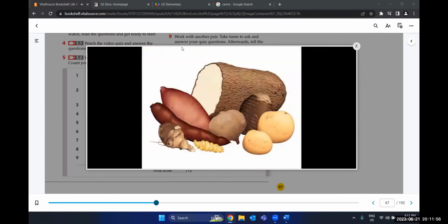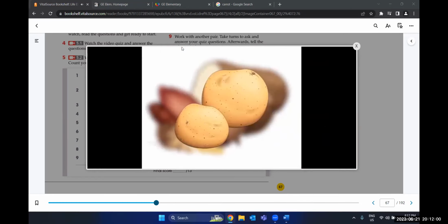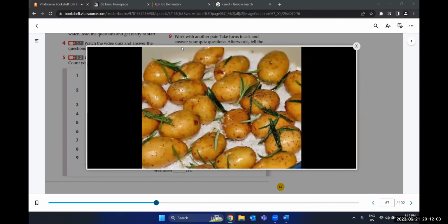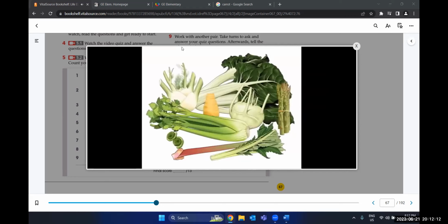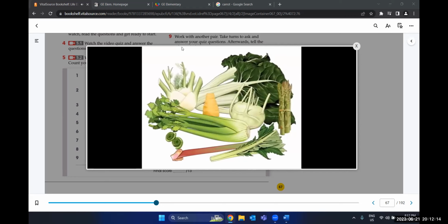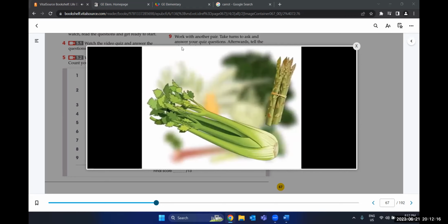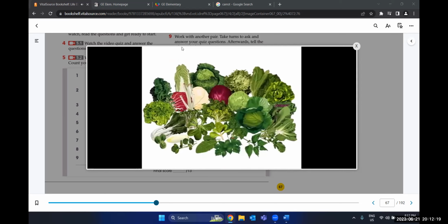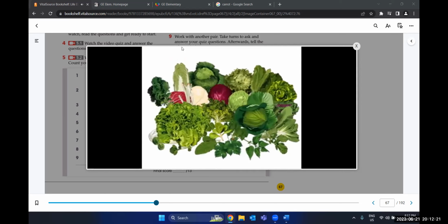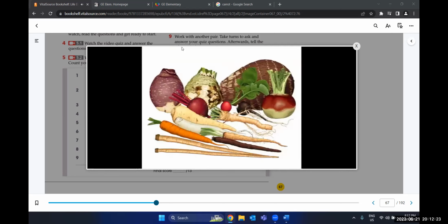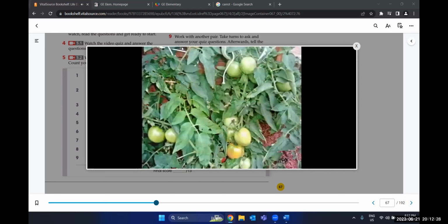Question 2. And I said there are around 4,000 types of potatoes in the world, but most of them are from one country. The answer is B, Peru. Give yourself a point. For question 3, 4, and 5, with asparagus and celery, you eat the stem. With lettuce and cabbage, you eat the leaf. With a turnip and a carrot, you eat the roots.